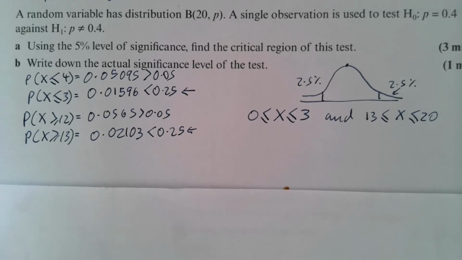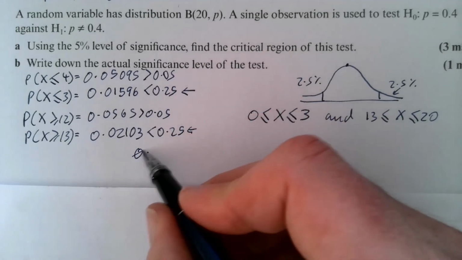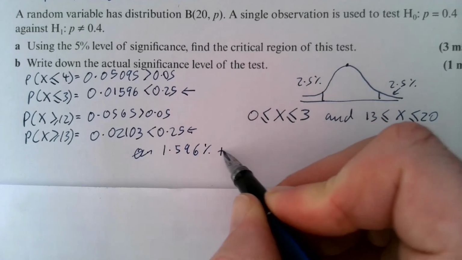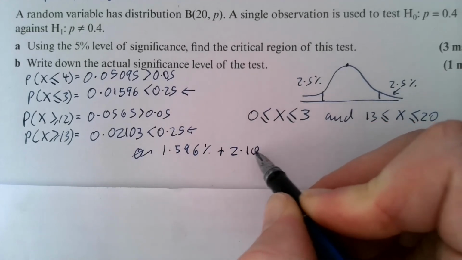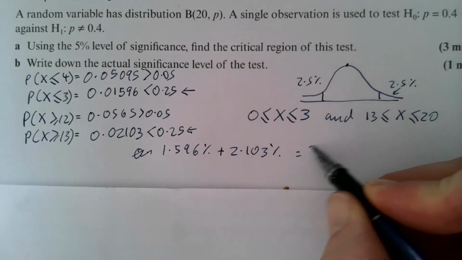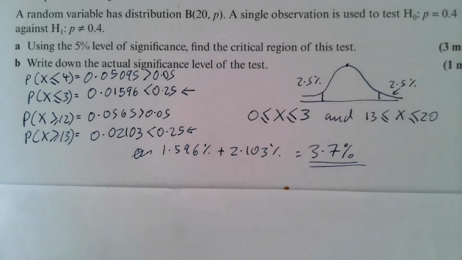And the actual significance level of the test is going to be what you get when you add your 1.596% plus your 2.103%, which should have given you 3.7% once you've rounded that one. Okay.